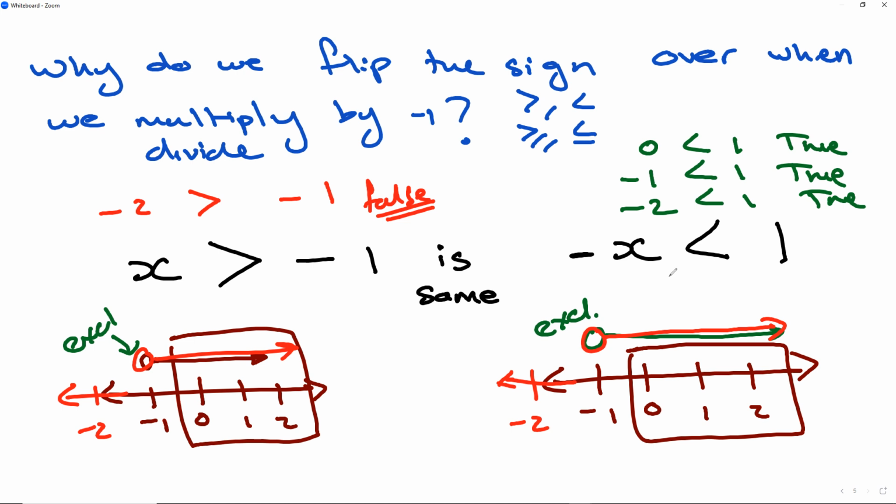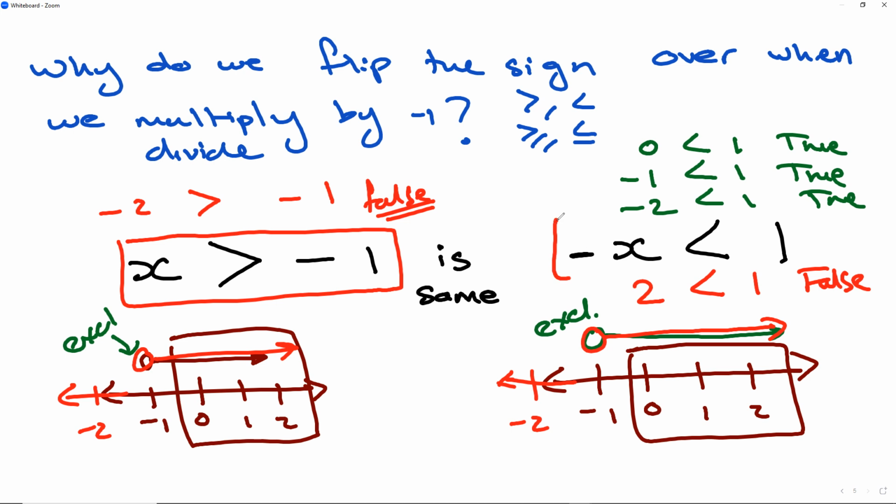And that makes pretty much sense. If I put -2 in here, a negative times a negative becomes +2. Is 2 less than 1? No. So that's also false, which means these two mean exactly the same thing. But they will only mean the same thing if we flip the sign over. This greater than flips over and becomes a less than, and if this was greater than or equal to, it will become less than or equal to.